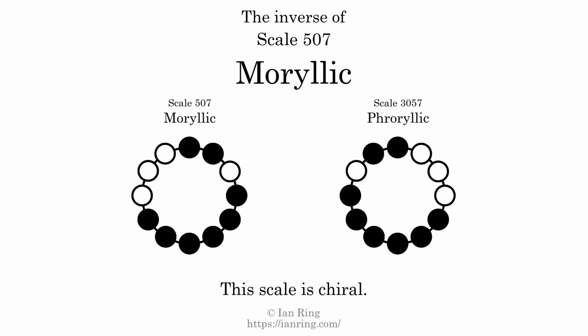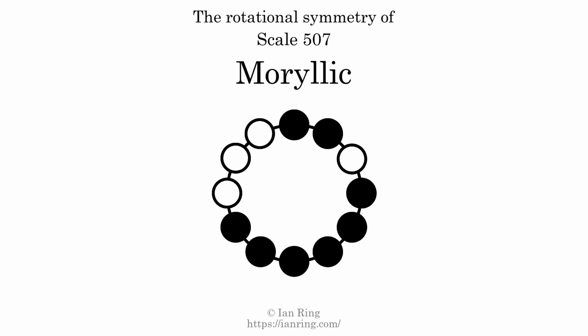The inverse of a scale is a mirror image. It is what you get when the sequence of intervals is reversed. The inverse of this scale is scale 3057, also known as Moryllic. This scale is chiral. It cannot transform into its inverse by rotational transformation. This scale has no rotational symmetry.